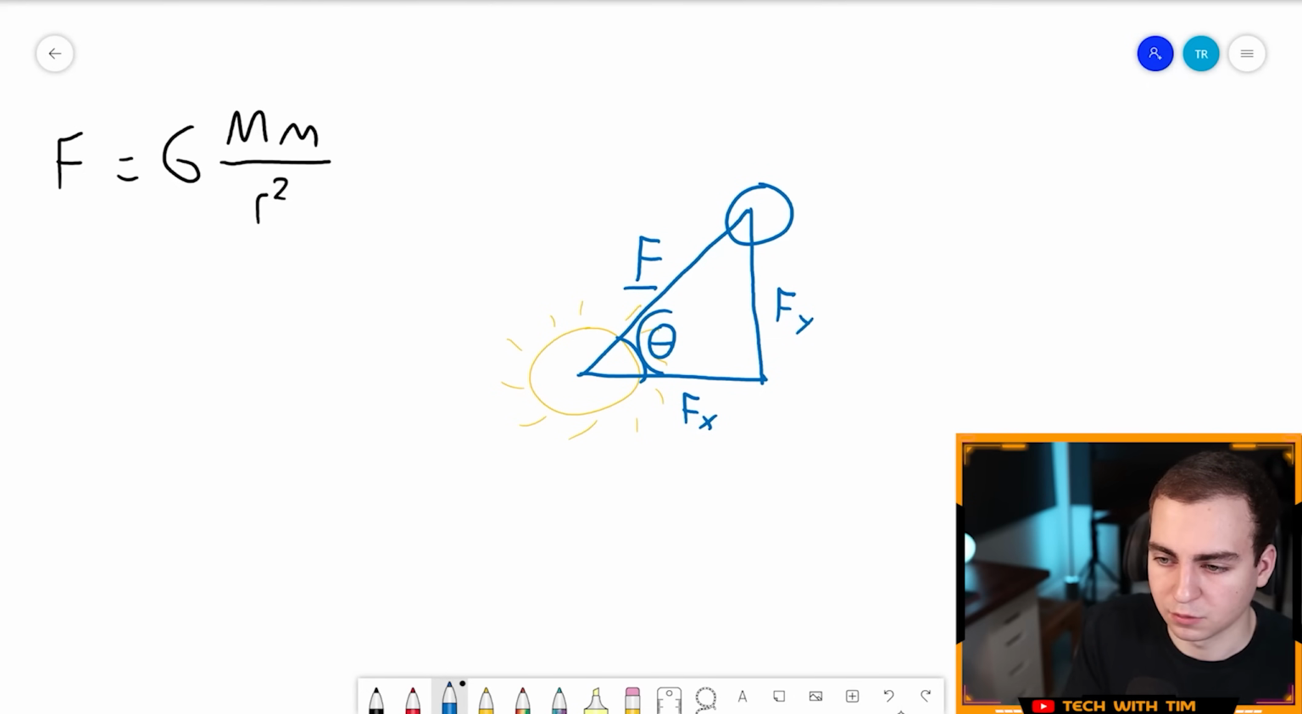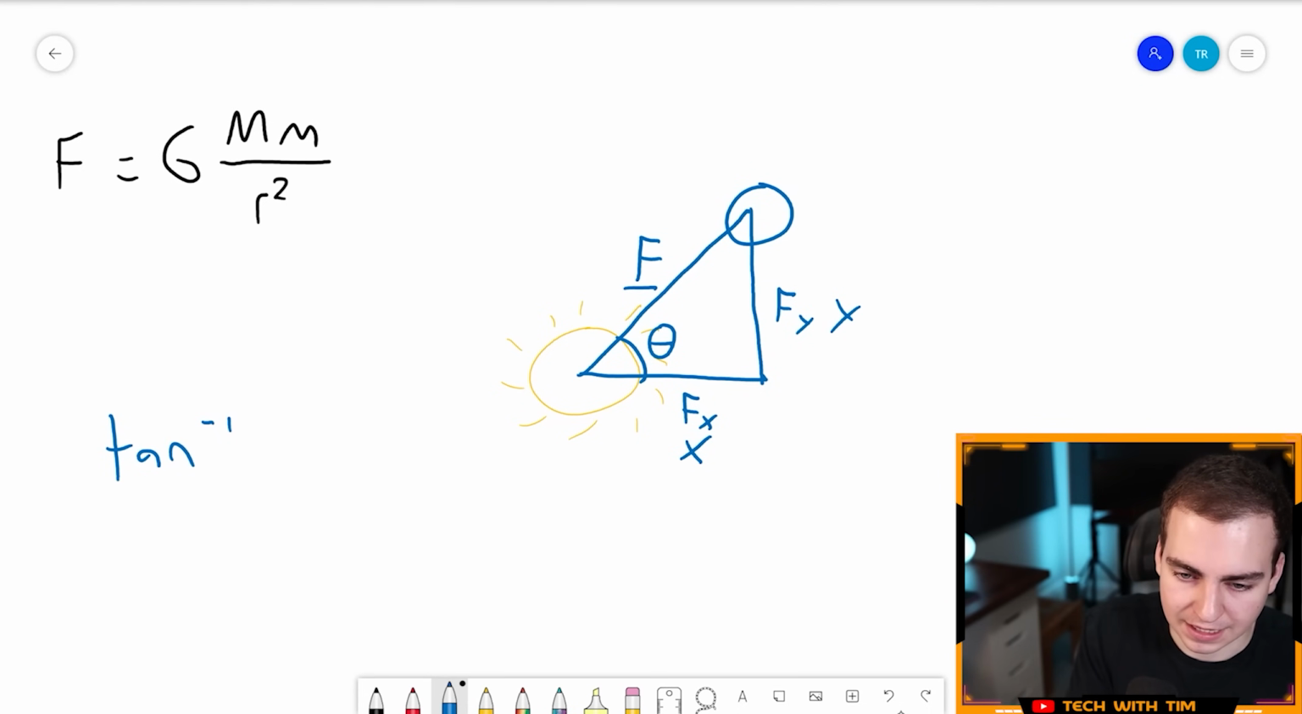So we know F, and we should know this angle, and the reason we know this angle is because we know x and we know y. So the way we calculate this angle is we take the arctangent, so the tan inverse of y over x.